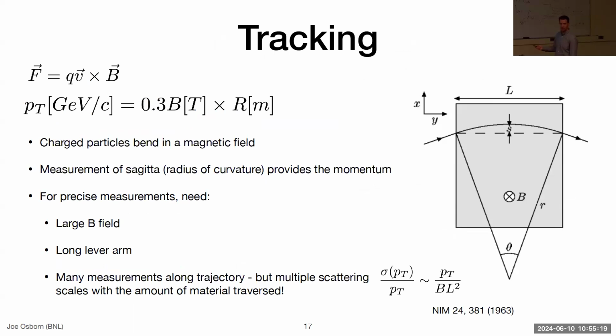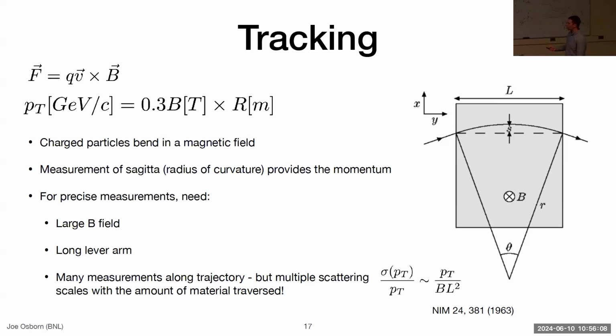Very simply with F equals Q V cross B. This is from your basic physics introduction classes. As an exercise, I would encourage you to try to derive this for yourself. Based on the curvature of a track of a particle in a magnetic field, you can calculate its transverse momentum, which is equal to 0.3, which is some constant value, times the magnetic field strength in Tesla, times the radius of curvature of the particle in meters. So what we need to do in order to determine the tracks is measure the sagitta or radius of curvature to provide the momentum, and that gives us an estimate of the particle's momentum.